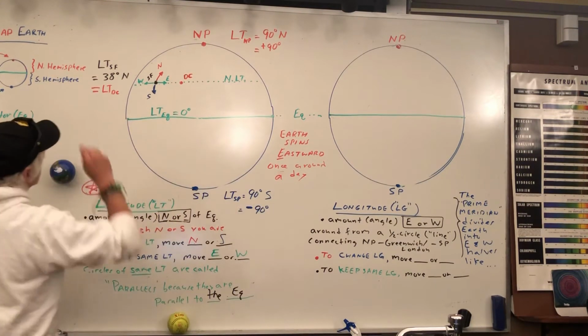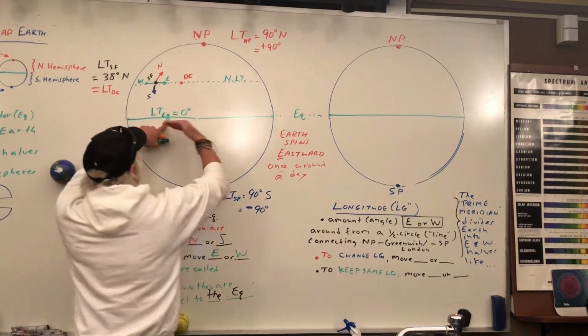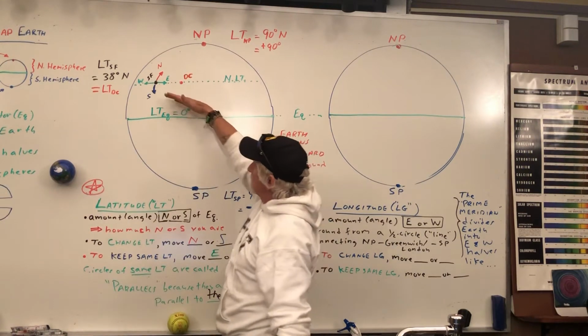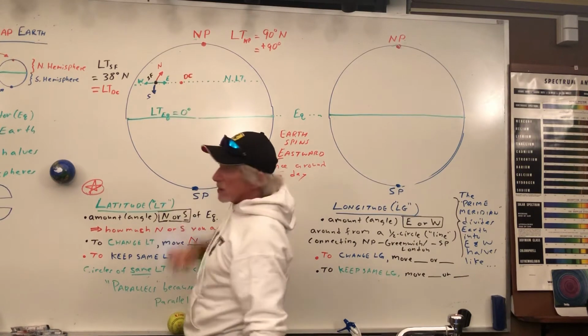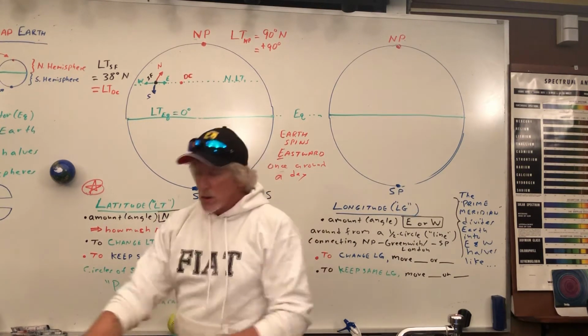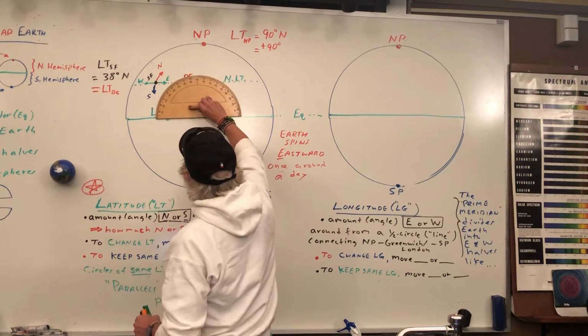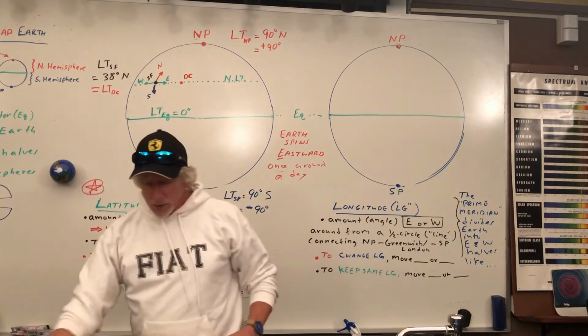Okay, so latitude: the equator is 0. It's not north or south of the equator. The most north is 90 degrees, like that. The most south is negative 90 degrees. San Francisco and DC are about 38 degrees, so I make that angle about 38 degrees. I actually used the protractor pretty much to figure that out. Let's see if I got it. Not bad. Maybe more like 42 there, but whatever.